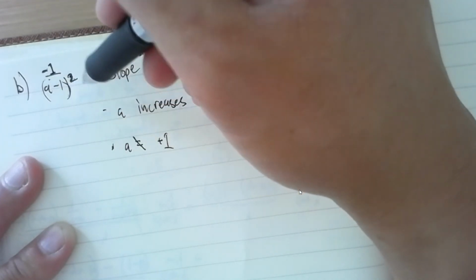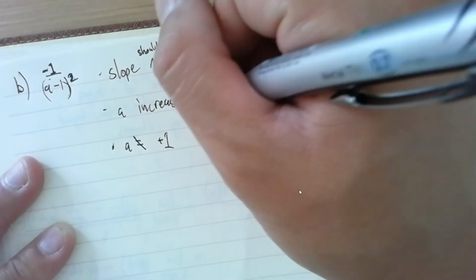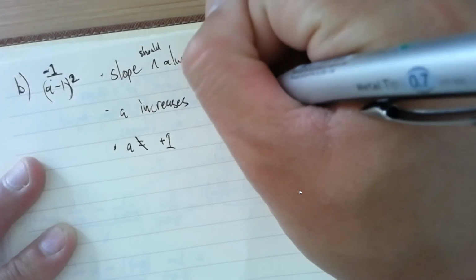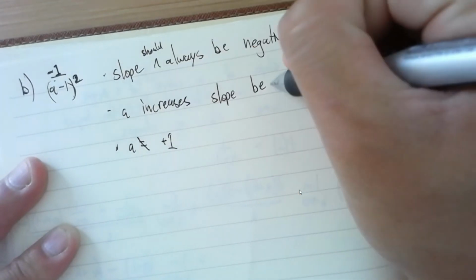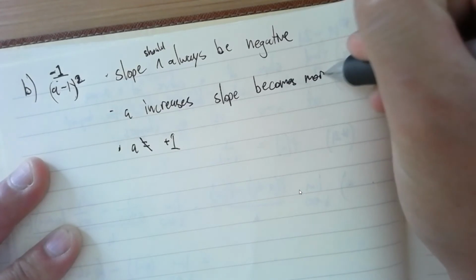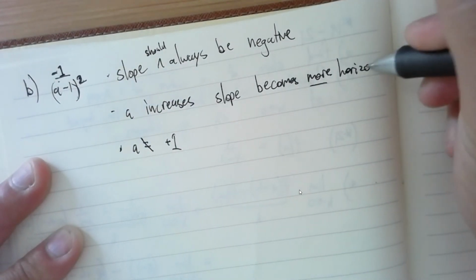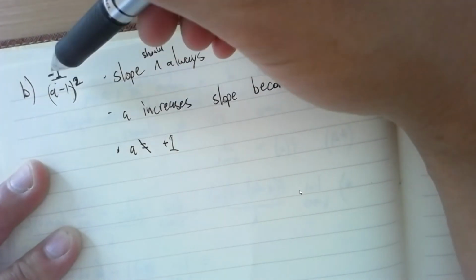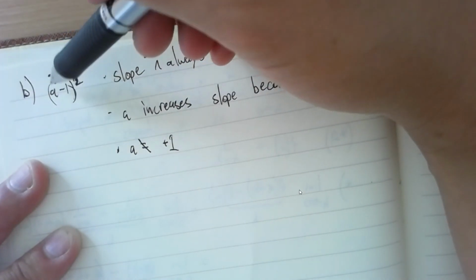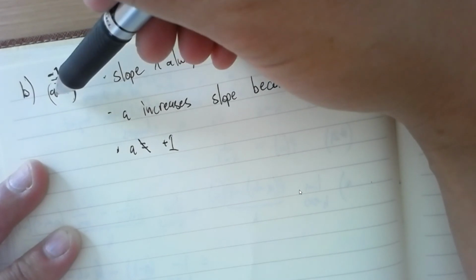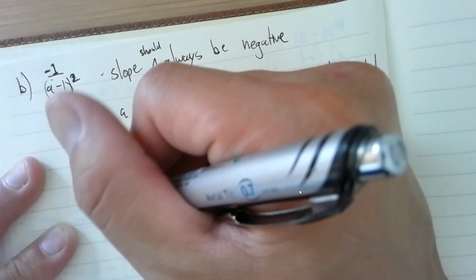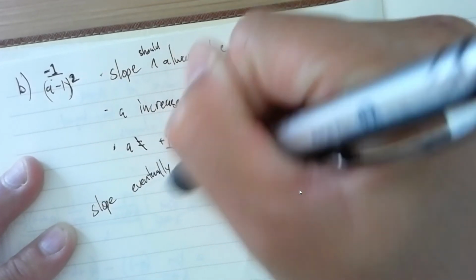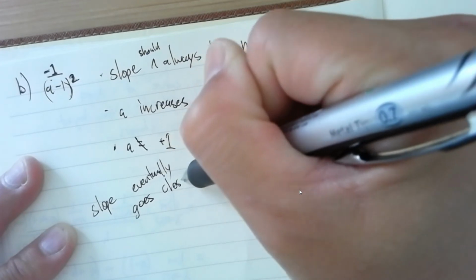That's negative 1. But as a increases, my slope becomes more horizontal. Why is that? If a increases, my slope's always going to be negative, don't worry, I know that. But this number on the bottom is going to get bigger and bigger and bigger, and the slope approaches 0. You don't have to write this part down, but the slope eventually goes very close to 0.